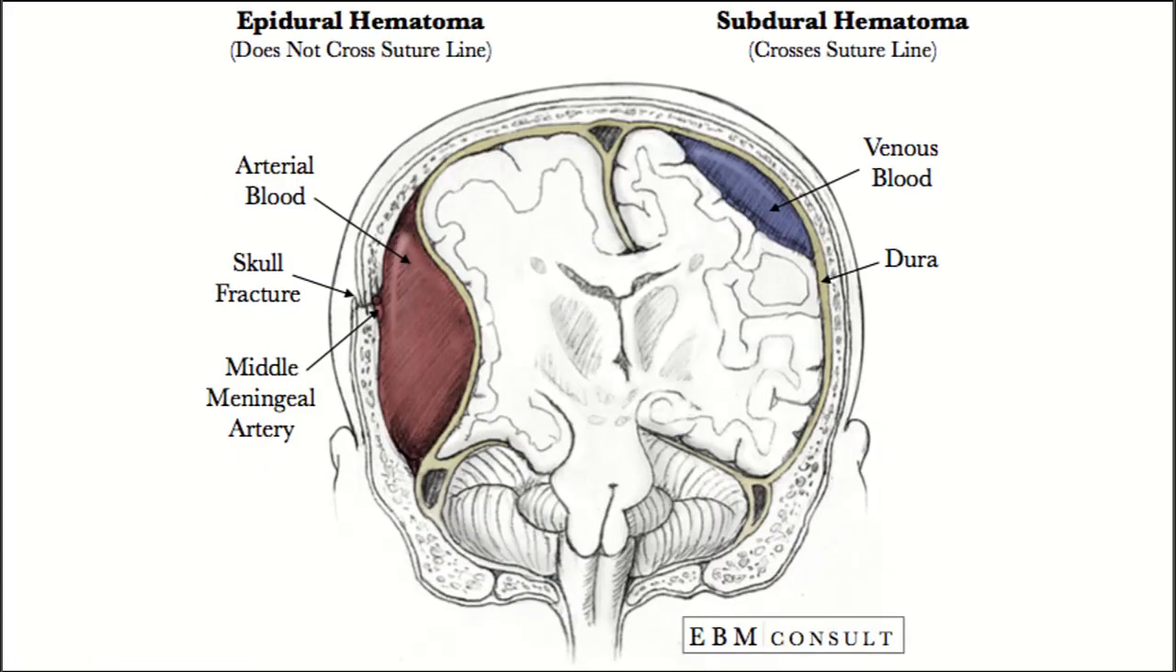Here's an example that shows you an epidural hematoma in red, where you have a fracture of the bone itself, and now blood's accumulating outside of, or superficial to, the dura. Then this is a subdural hematoma. This is often due to the bridging veins being torn, and that is under the dura itself.